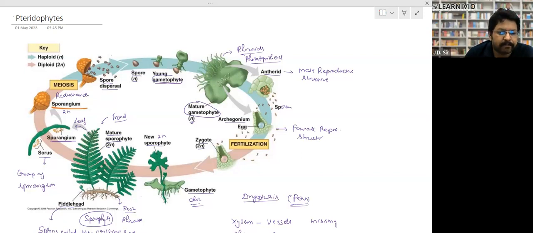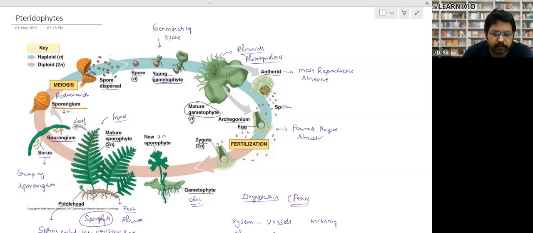This sporangia will open, rupture, and spores will spread, dispersal of spore. Spores are haploid. These spores will fall on the ground and start germinating. When the spore germinates, it gives rise to a young gametophyte. Look, this is a young gametophyte. After that, you can see this young gametophyte develops into a heart-shaped plant. This is a perfect, separate plant. It is green. It can make its own food.